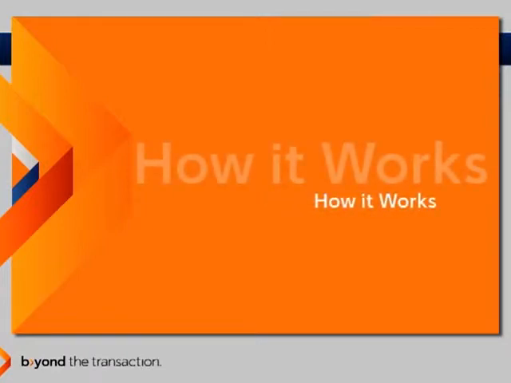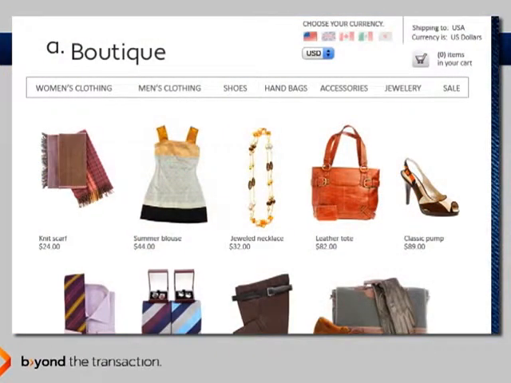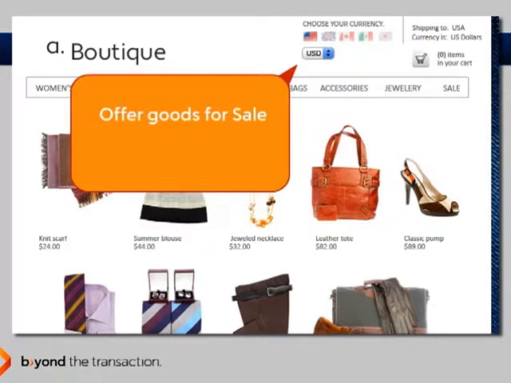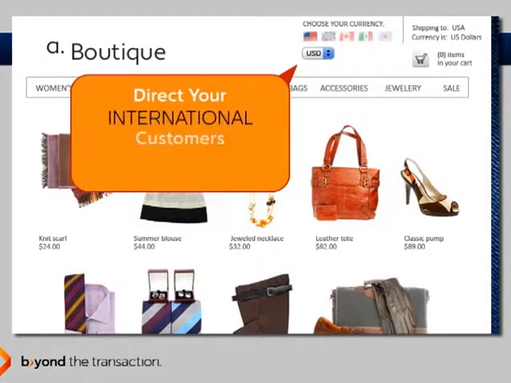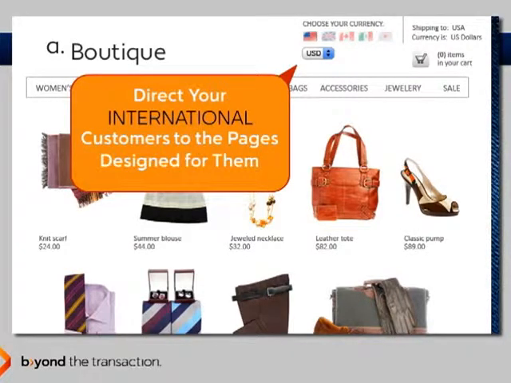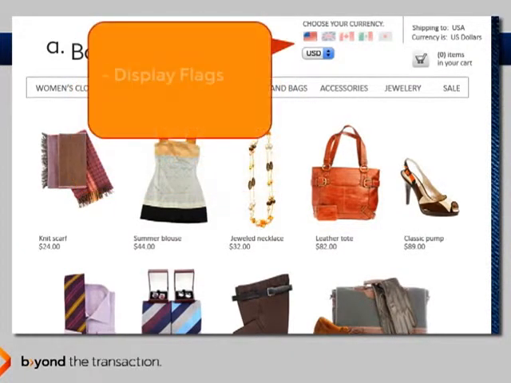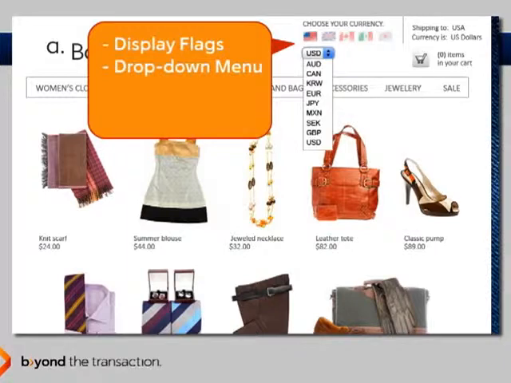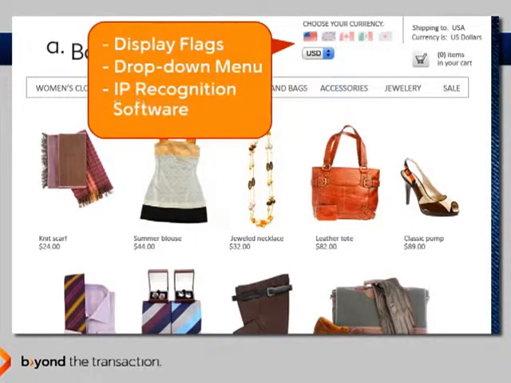Here's how it works. Let's say you run an online boutique and you want to offer your goods for sale in several countries. There are several ways that you may direct your international customers to the pages that you have designed specifically for them. On your site, you may display flags from the countries whose currencies you accept. You may create a drop-down menu, or you may even use IP recognition software to enable your website to identify where a shopper is located.